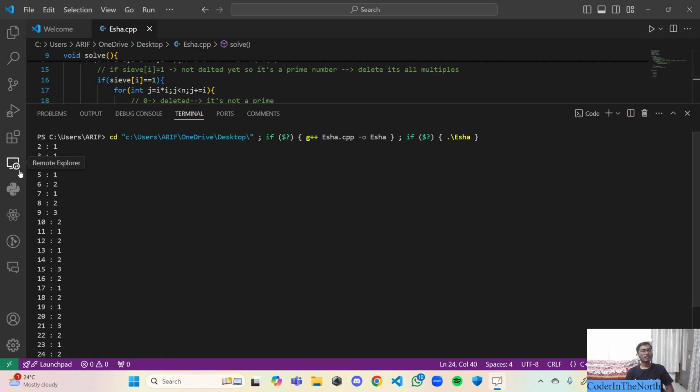Hmm, see, 2's SPF is 1. What does it mean? That 2 is a prime number and its SPF is 2 itself. Okay.